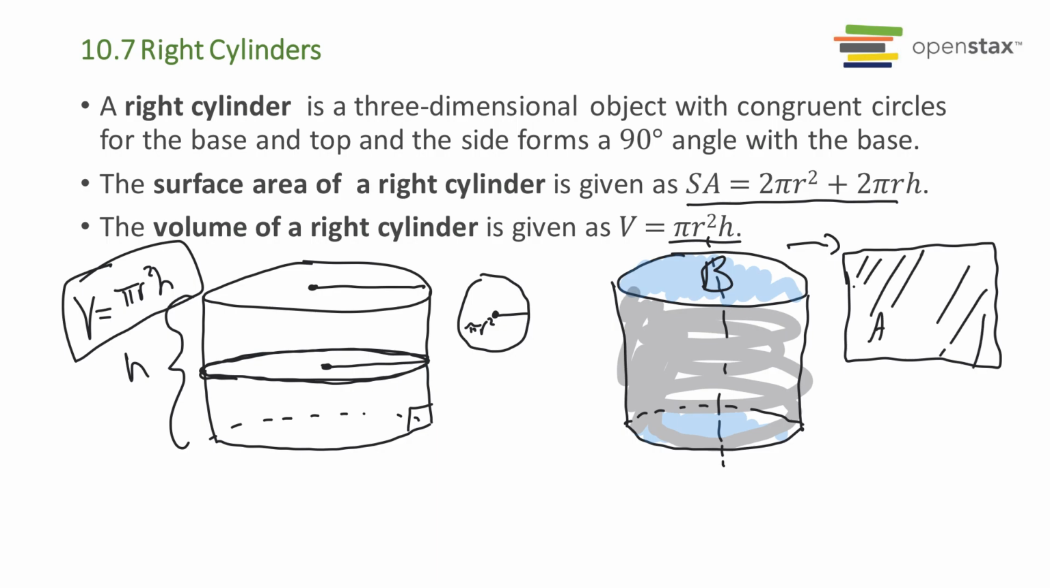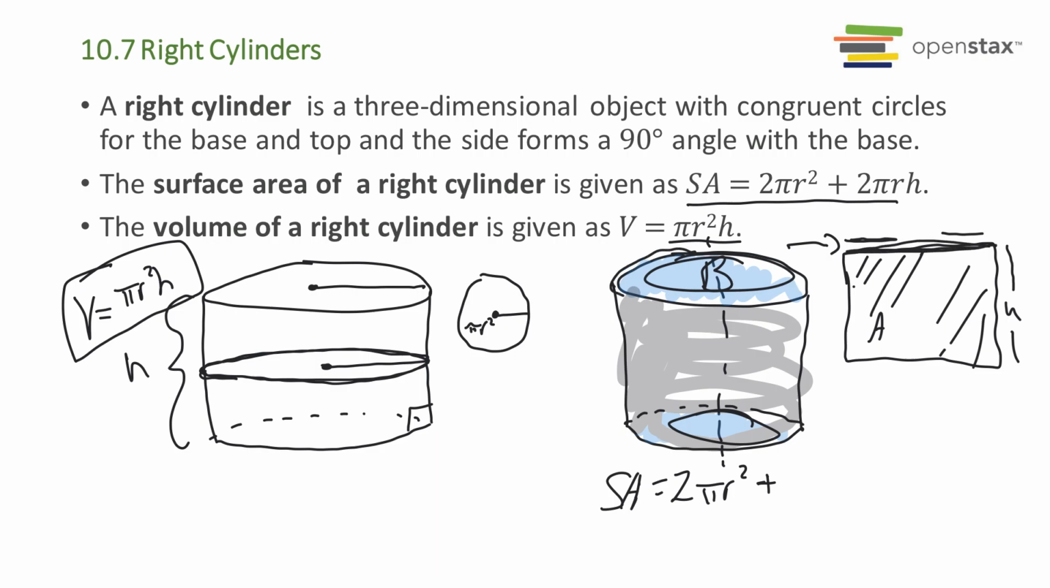And so how much area is on the rectangle? Well, it's this length up here times the height of the rectangle, right? So for surface area, we've got the two circles, so 2 pi r squared should make sense. That's the two big B's, plus the area of this rectangle. And so we've got this side here. How long is this side? Well, the length of that side is how round the base is.